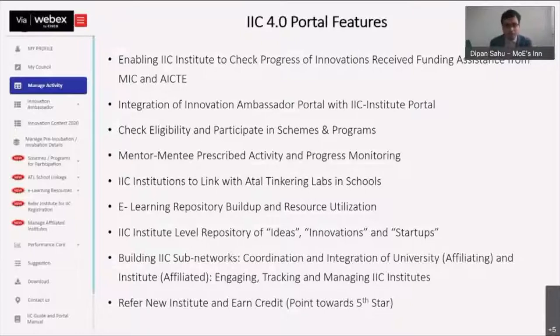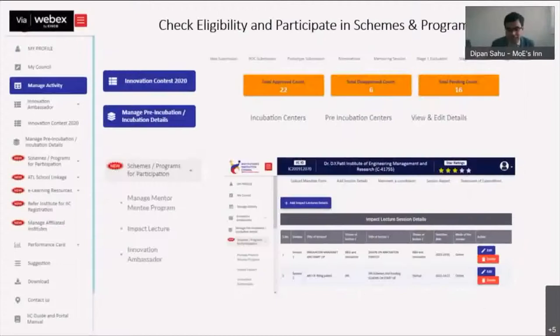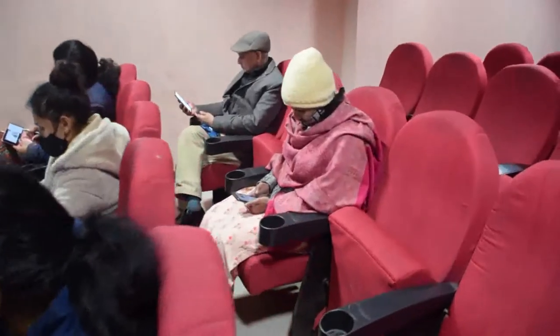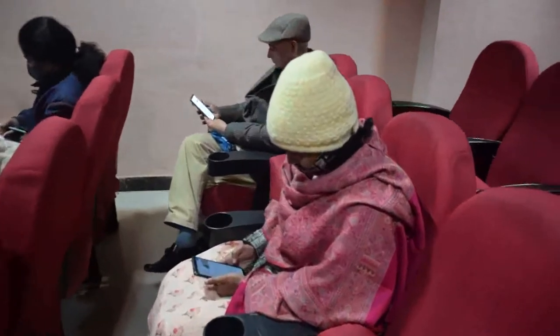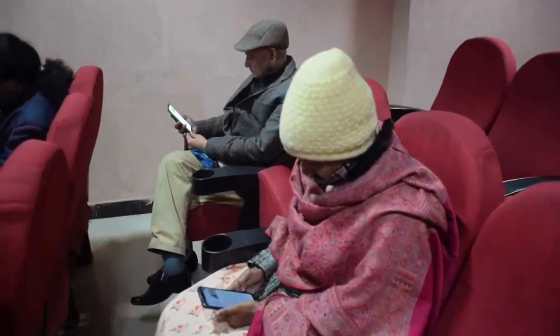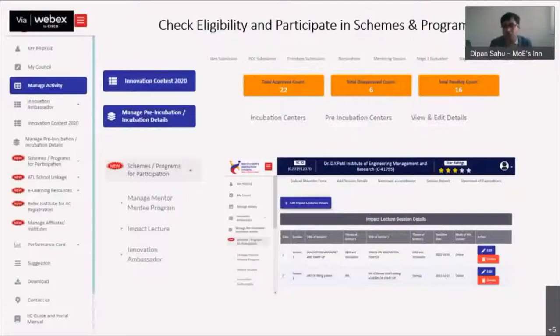The new feature in the IIC 4.0 portal is that the institute can check their eligibility and participate through this portal in various schemes and programs meant for IIC institutions. As I said, if you are going to nominate any innovations or startup or POC for the National Innovation Contest, your IIC institute will be able to see the progress of all these applications at the central level. Also, if any innovation team receives any financial assistance, your institute can track the progress of that innovation and the startup. This is all already developed.